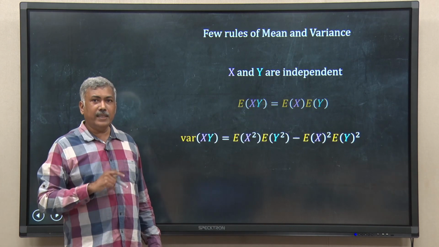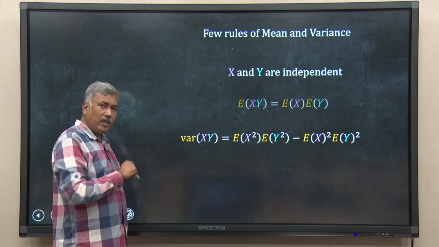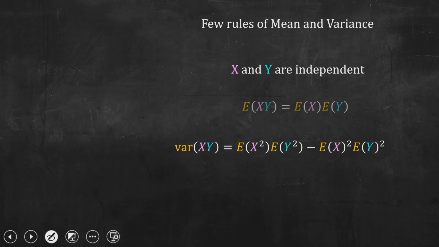What will happen for the variance? Variance of x y will be equal to the expectation of x square into the expectation of y square, minus the square of E x and the square of E y.